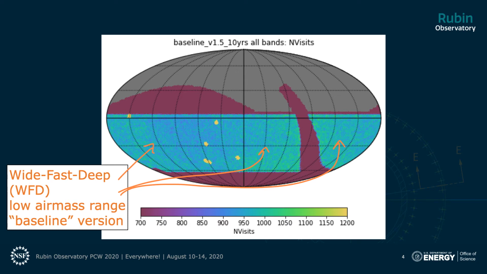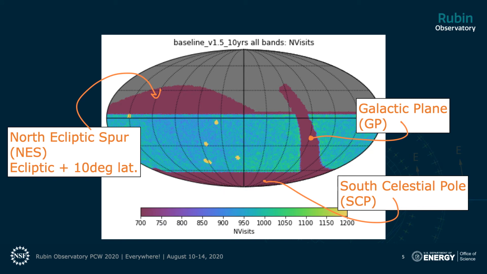If we set up the wide, fast, deep, that primary survey area, our initial version of this footprint was to distribute this across a relatively low air mass range, and this is the baseline version here. Then we added extensions in the baseline to cover the northern ecliptic spur, this is to capture those solar system objects, the galactic plane for transients and variables, and the south celestial pole, again to help with mapping the Milky Way.